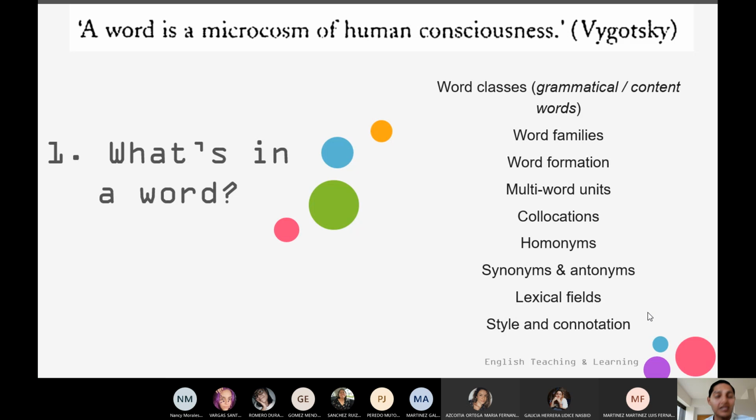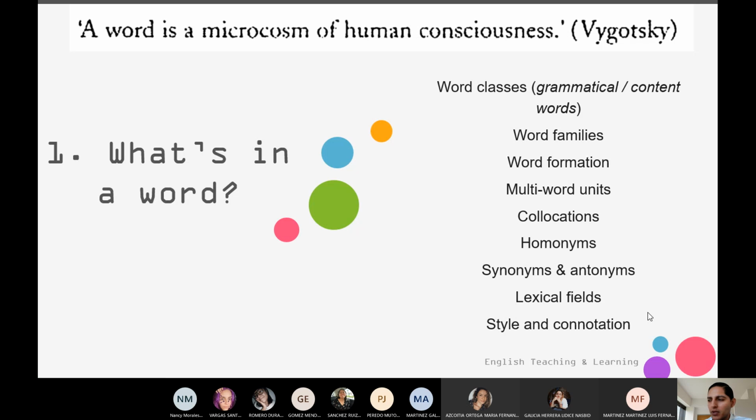Lexical fields, network fields, network vocabulary, style and connotation. So we can find more things than form. We can find connections, categories, and this process of categorization is similar to the microcosm of human consciousness that Vygotsky was referring to in his work.